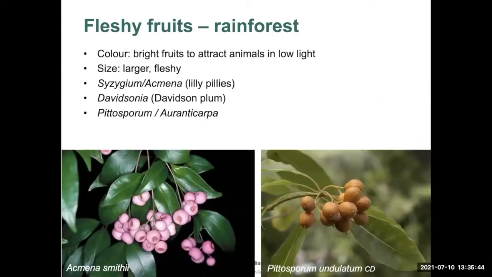So moving away from the hard and woody fruits, and just having a look at some of the fleshy fruits. So it's often rainforest type plants that will have fleshy fruits, and they can be quite brightly coloured because they're trying to attract animals to find and eat them in low light conditions. And the fruit is also often larger and fleshier because there's simply more moisture around to put into the fruit.